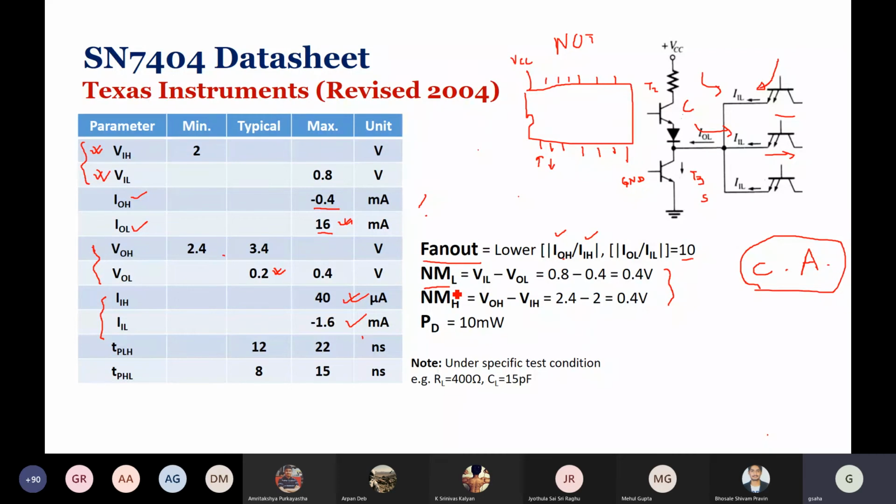And the power dissipation is about 10 milliwatt under specific test conditions, meaning when the load is connected as 400 ohm and a corresponding parasitic or equivalent capacitance of 15 picofarad or so. This is what has been observed, so this is what you will see in the data sheet.